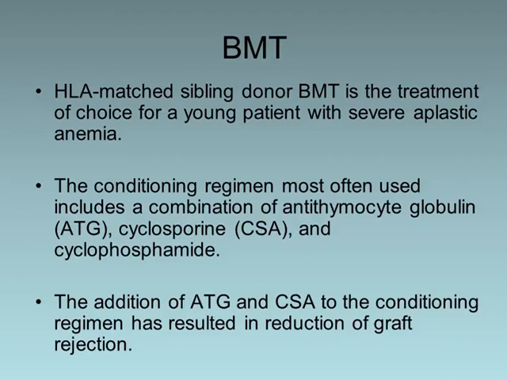Bone marrow transplantation is the treatment of choice if there is an HLA-matched sibling donor, and it is usually very useful for young patients with severe aplasia. The conditioning regimen usually uses a combination of anti-lymphocyte globulin, cyclosporine, and cyclophosphamide. The addition of anti-thymocyte globulin and cyclosporine to the conditioning regimen has resulted in reduction of graft rejection.